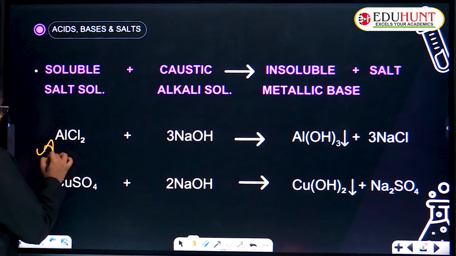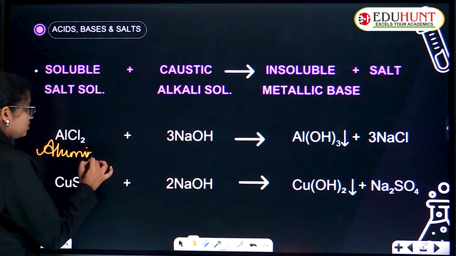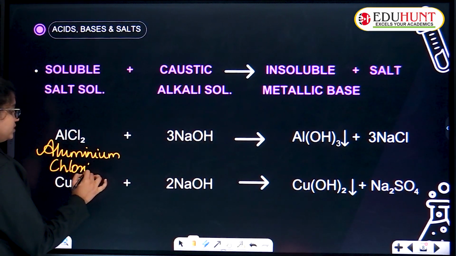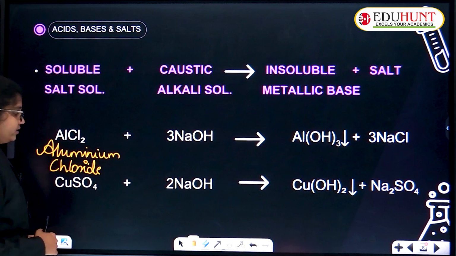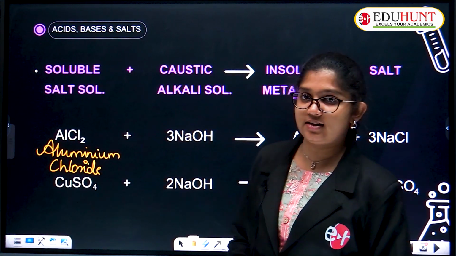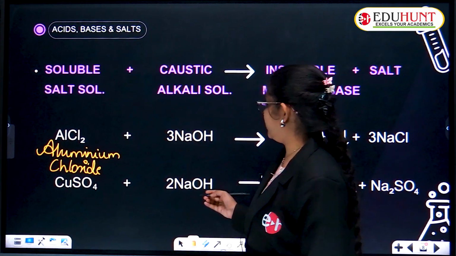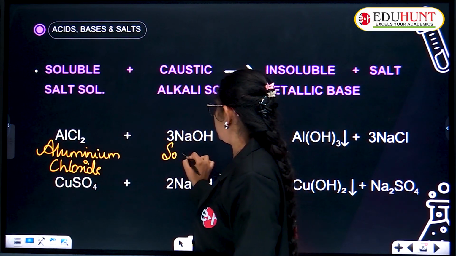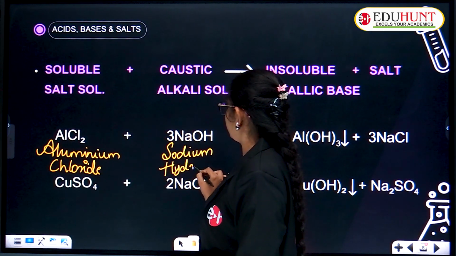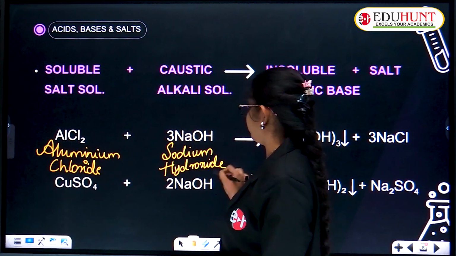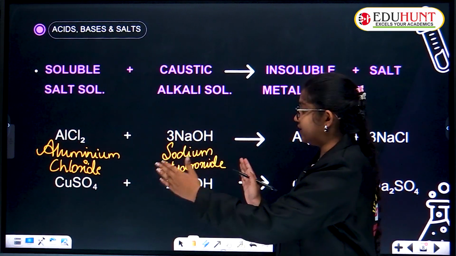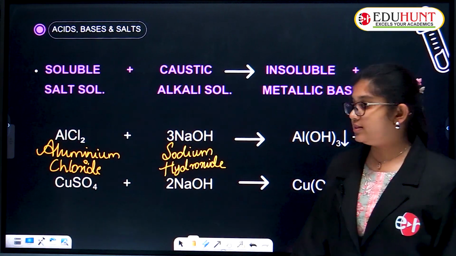Once again, aluminium chloride, AlCl3, and for this we are adding sodium hydroxide. It's a caustic alkali solution. We are taking, as you already know, 3 molecules of NaOH. What is NaOH called? Sodium hydroxide. Very good.